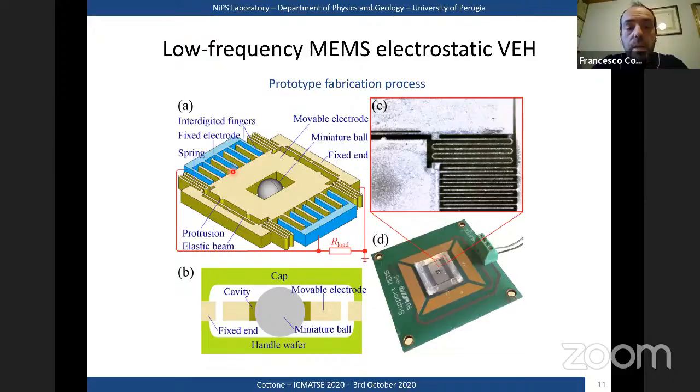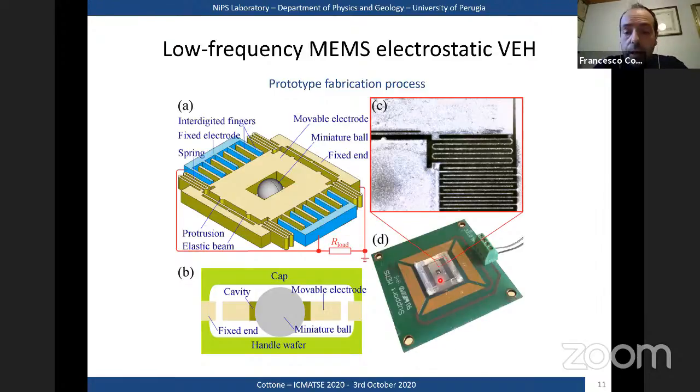This is the scheme in figure A, the scheme of the comb interdigitated finger vibration harvester. As you can see here, there are serpentine springs that connect a moving inertial mass to the static part of the system. By moving the inertial mass, we change the distance between the fingers of this comb capacitor. So we change the capacitance, and by changing the capacitance, we generate electricity. We generate a movement of charges between the two electrodes.